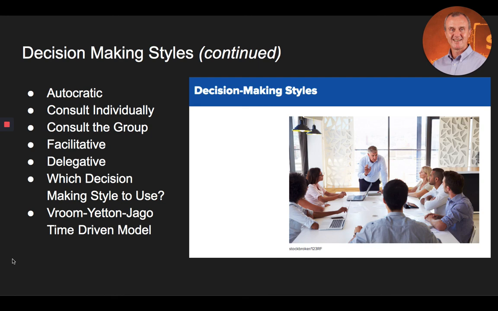So, in summary, talking about decision making styles, there are 5 styles of decision making that differ in terms of how much subordinates are involved in the process: the autocratic style, the consult individually style, the consult the group style, the facilitative style, and the delegative style. The Vroom-Yetton-Yago time-driven model describes how the choice of which decision-making style to use depends on contingencies, such as the importance of the problem, the degree to which subordinates have expertise related to the problem, and whether subordinates are capable of working with one another.